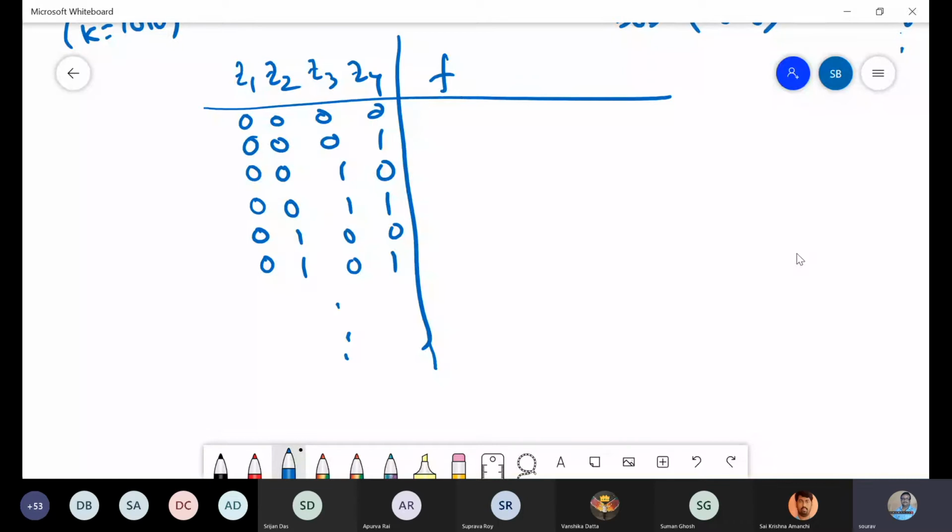So maybe 0000 goes to 0, and another goes to 1, like this. Some of you must be familiar with Boolean functions. This is the tabular form, and we can also have an algebraic form, f of z1, z2, z3, z4. There are normal forms also, and depending on the variables we can get this expression. Those things I am not covering in this course, but that is another area.